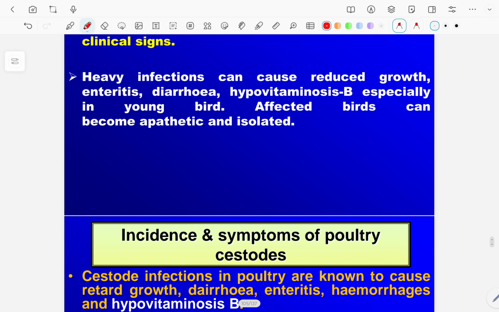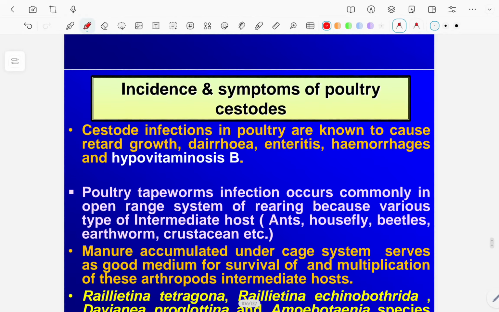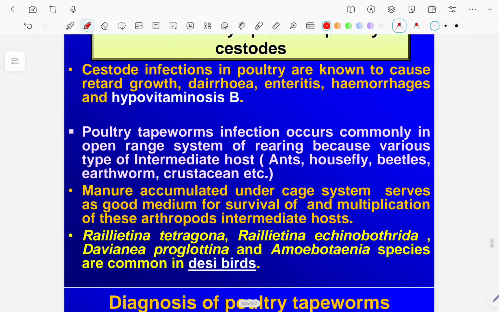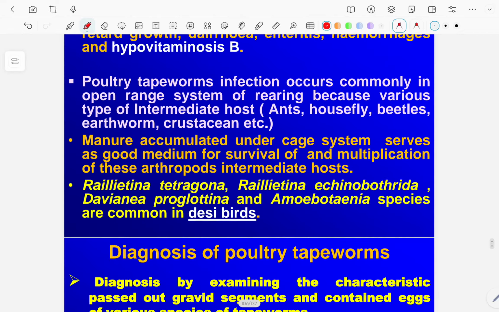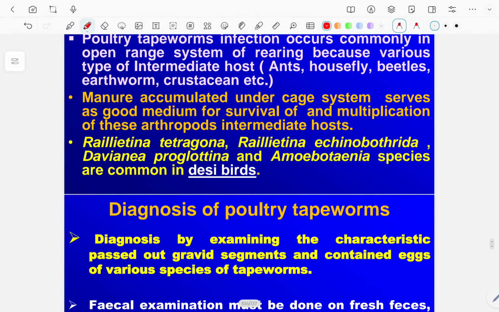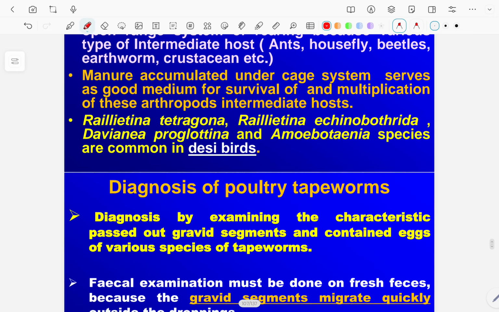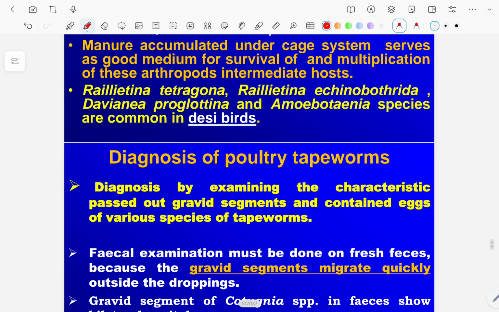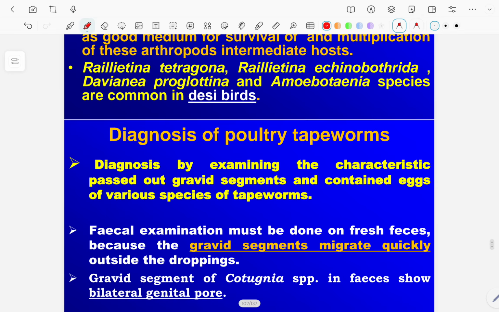Incidence and symptoms of poultry cestodes. Cestode infections in poultry are known to cause retarded growth, diarrhea, enteritis, hemorrhages, and hypovitaminosis B. Poultry tapeworm infection occurs commonly in the open range system of rearing because various tapeworm intermediate hosts exist, such as housefly, beetles, earthworms, crustaceans, etc. Manure accumulated under the cage system serves as a good medium for survival and multiplication of these arthropod intermediate hosts. Raillietina tetragona, Raillietina echinobothrida, Bothridia, Davainea proglottina, and Amoebotaenia species are common in the birds.